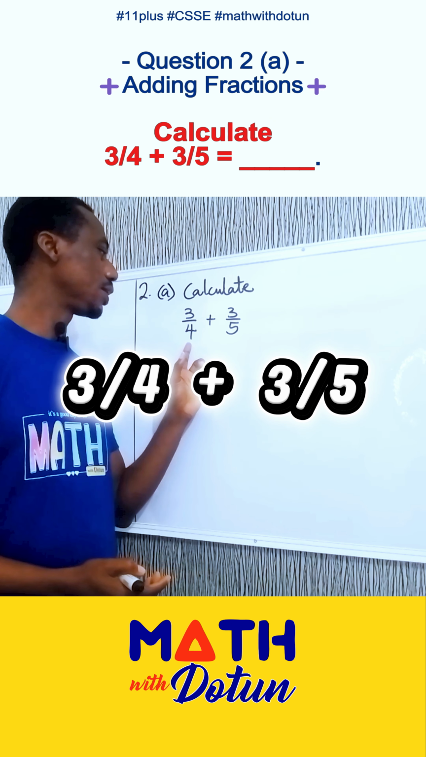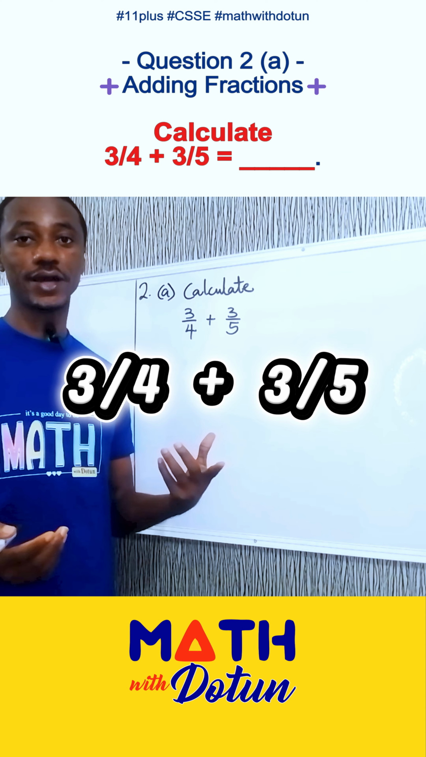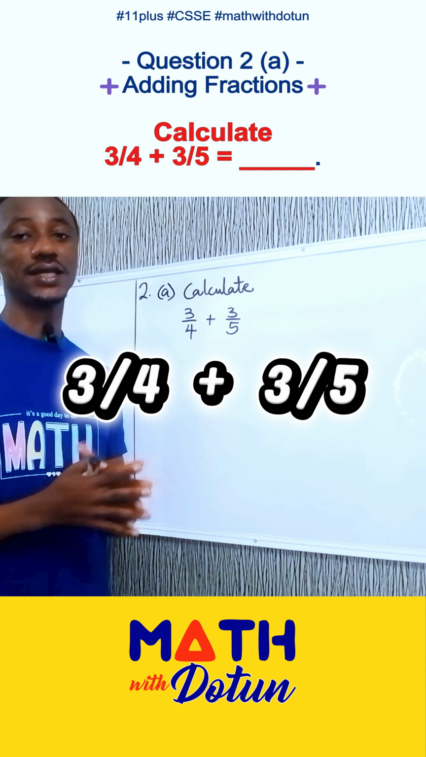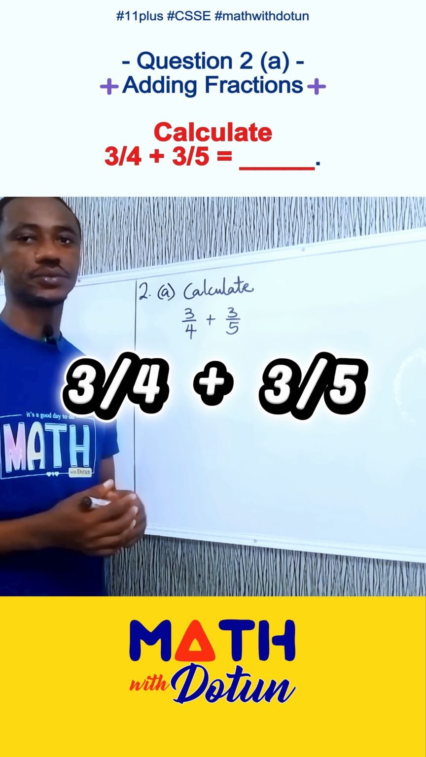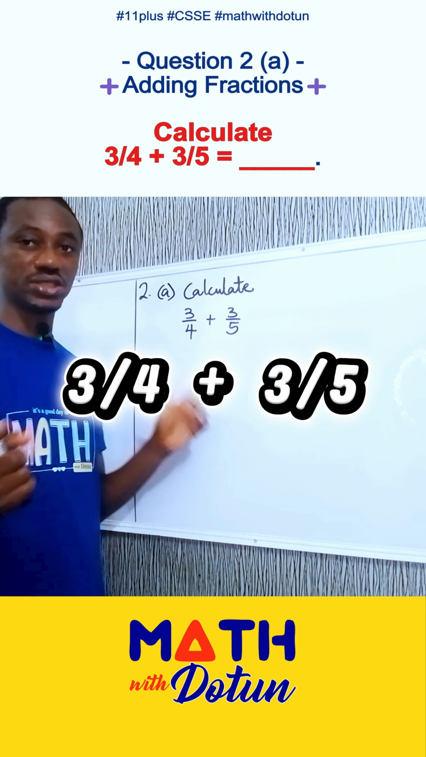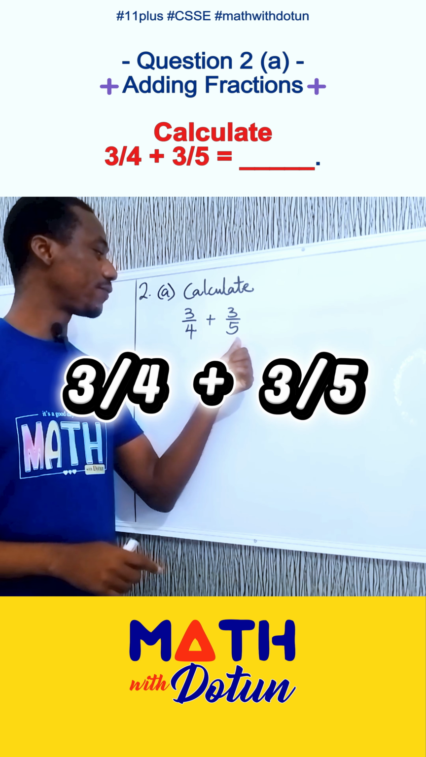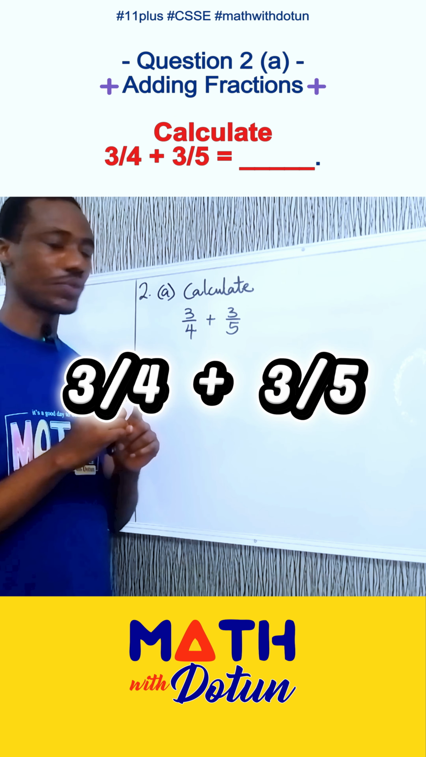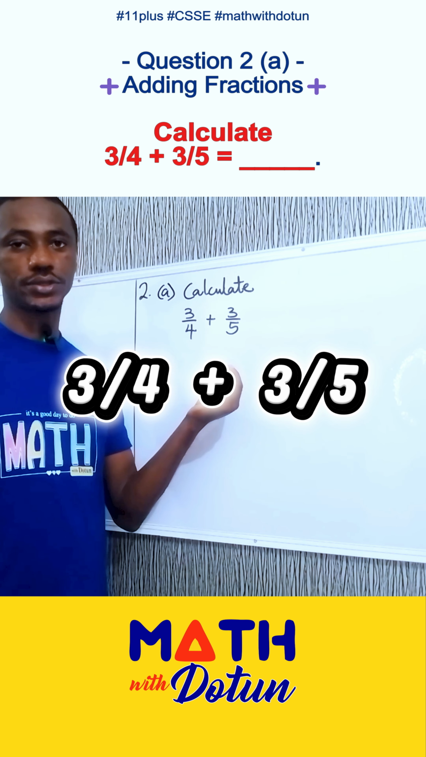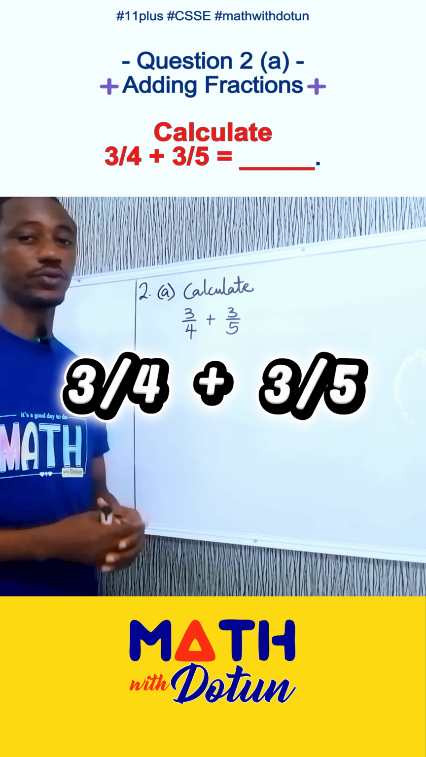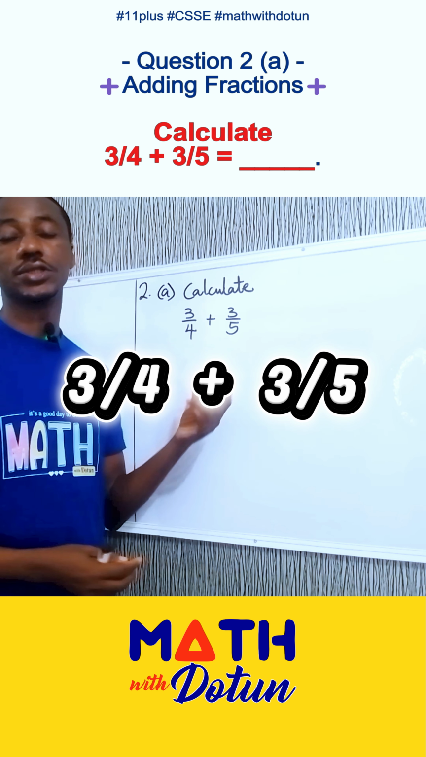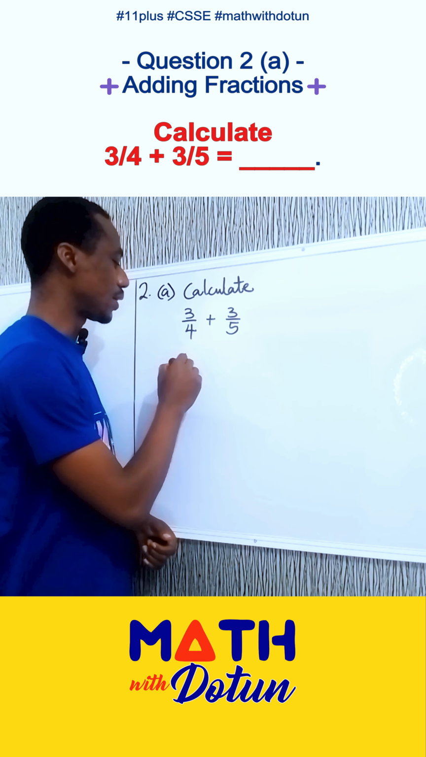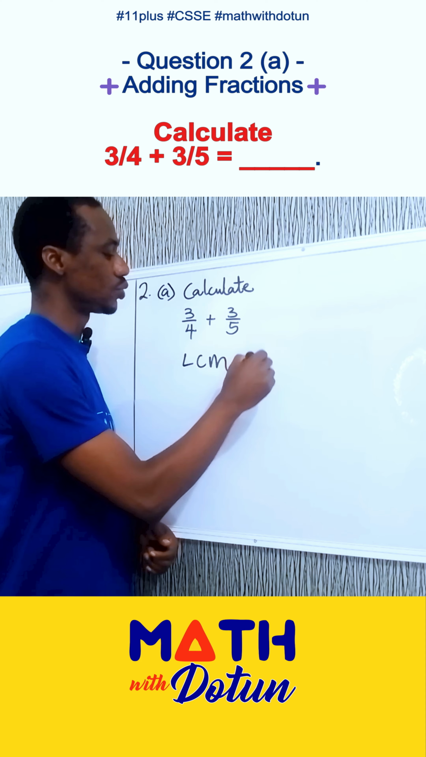So what is the LCM of 4 and 5? That means the smallest number that 4 and 5 can divide exactly without leaving a remainder. All right, so the trick to this is just to look at 4 and 5. If 4 and 5 do not have any common factor, you could just multiply the two numbers. So for you to know the lowest common multiple of 4 and 5, you just multiply 4 times 5, and that is 20. All right, so the LCM is 20.